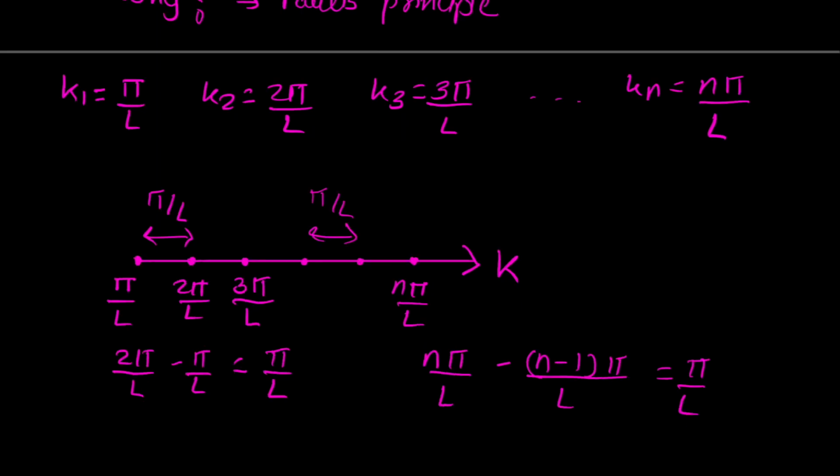This observation that the distance between two consecutive states is constant for this one-dimensional lattice is a very important one, and we will use this observation to derive the density of states in the next video.